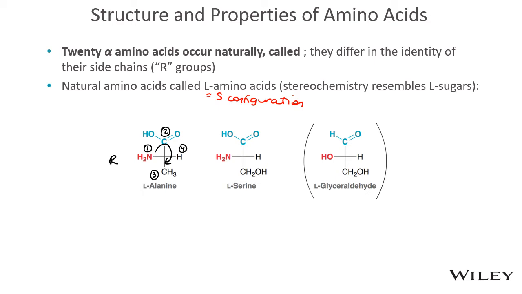We're currently going in the R direction, but because our 4th priority is on a horizontal bond, which in a Fisher projection means it's a wedge, we actually have the S configuration. Now, it's interesting to note that carbohydrates naturally occur in the D configuration, whereas amino acids naturally occur in the L configuration.